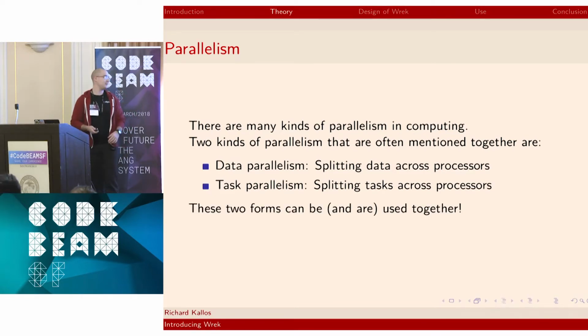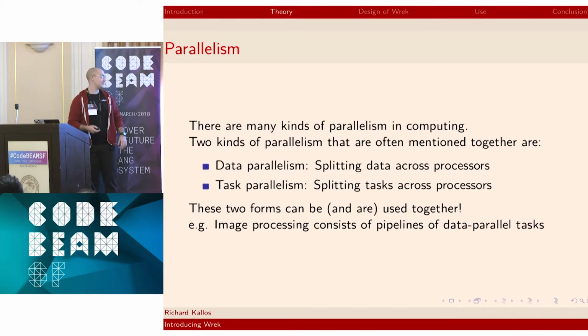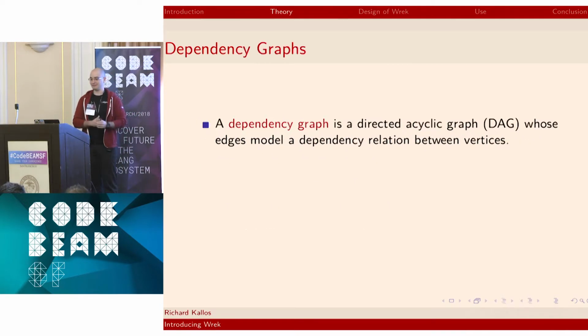And these are usually used together. They're not mutually exclusive in any way. For example, if you have an image processing pipeline, the pipeline itself is an example of task parallelism, but then each of the steps along the pipeline is an example of data parallelism. And so they're very complementary. And dependency graphs fall pretty squarely into the domain of task parallelism.